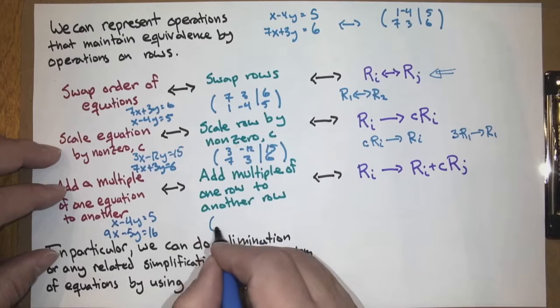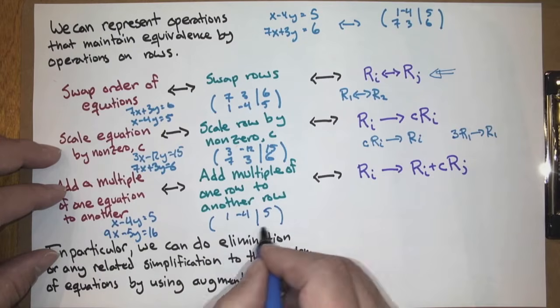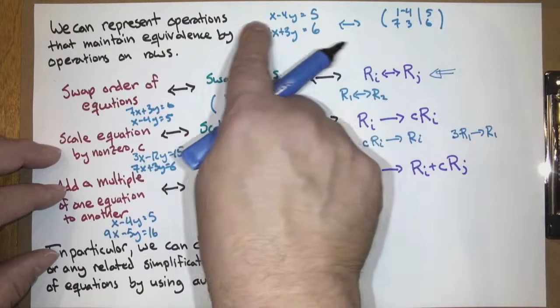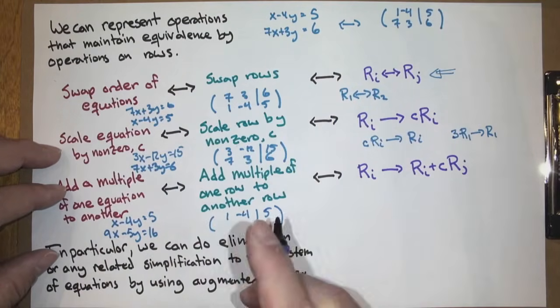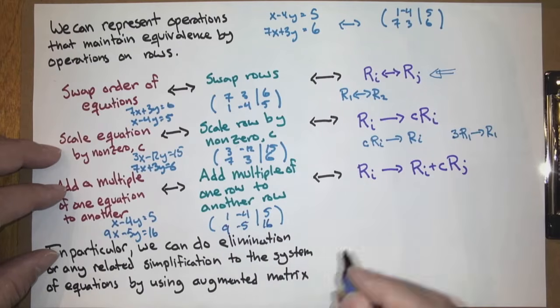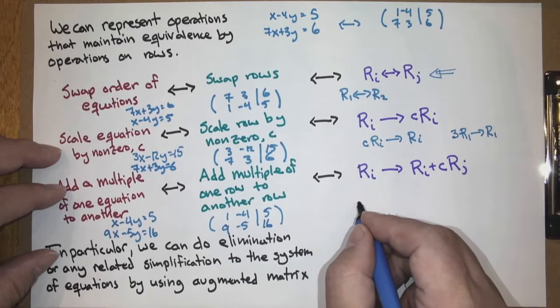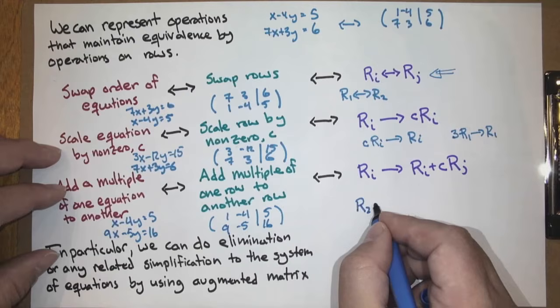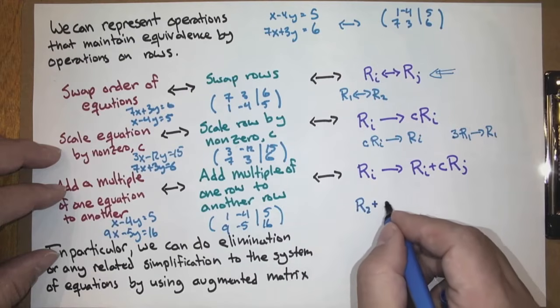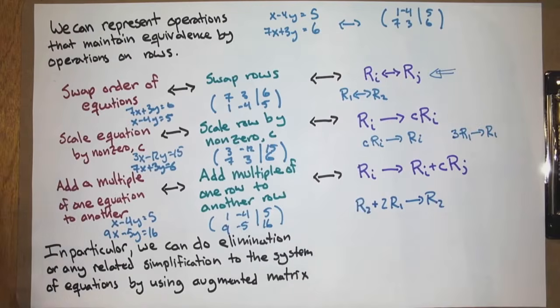What does this correspond to? Well, we see that the row that isn't being affected stays as is, but the other row changes. So this became, if we use the book's notation, row 2 plus 2 row 1, and that becomes the new row 2. So that's how the book would write this.